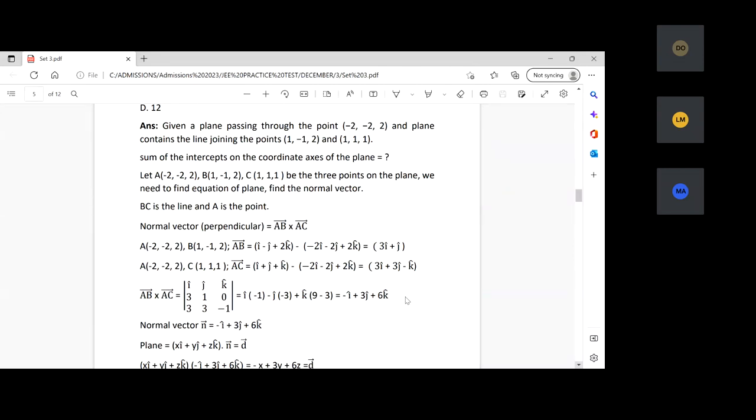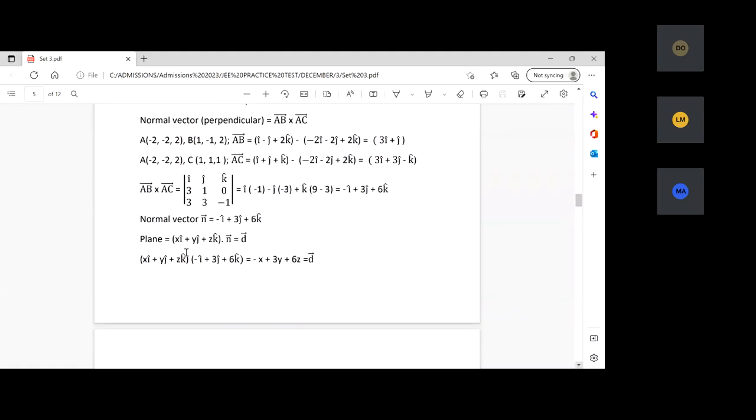Once you have the value of n, you know the general format of the equation, right? It's xi plus yj plus zk dot n, that is the normal vector, is equal to d. Now we have the value of n, so we can substitute it here and try to find the value of d. Once you substitute, xi plus yj plus zk dot minus i plus 3j plus 6k.